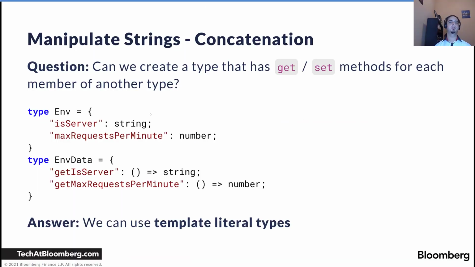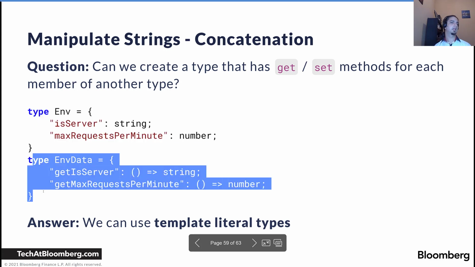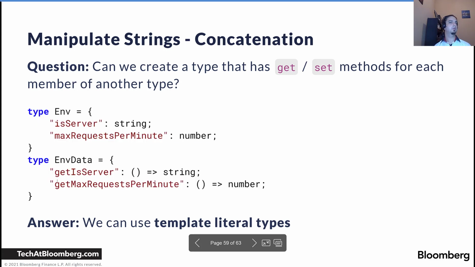So we're going to move on to the final type of type constructor we're going to see in this workshop, namely template literal types. Now the motivating question for introducing these types is going to be, given an existing type, can we create a new type that has methods that have the same name as the properties in the original type, but prefixed with get or set? So for example, here we want to transform our env type into a similar type, but each key has been prefixed with a get.